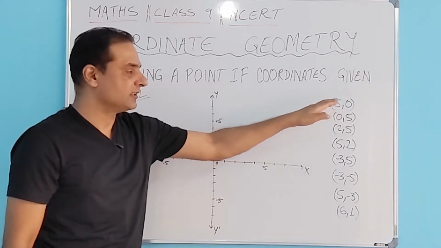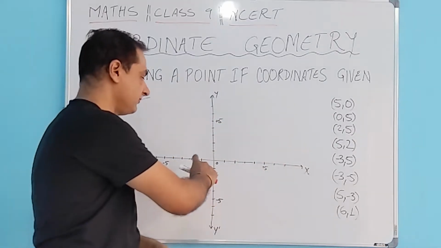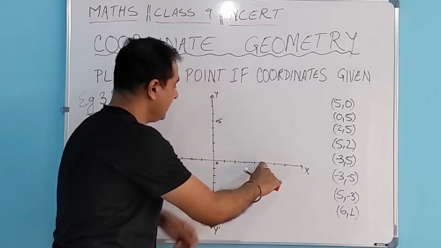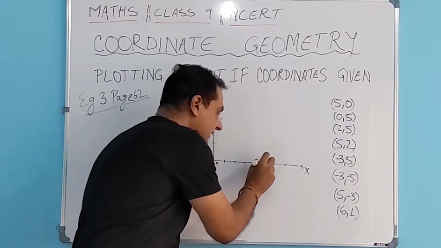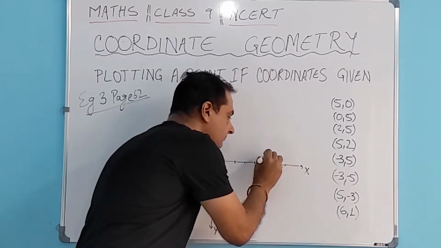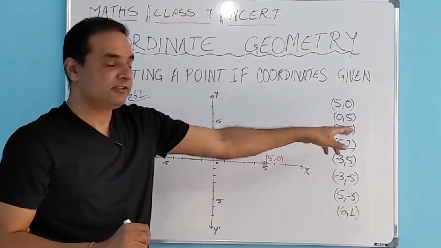Let's look at the first one, (5, 0). X coordinate is +5. You remember, we go to the positive direction on the x-axis, 5, and then the y coordinate is given as 0. So this point is here. This is (5, 0).